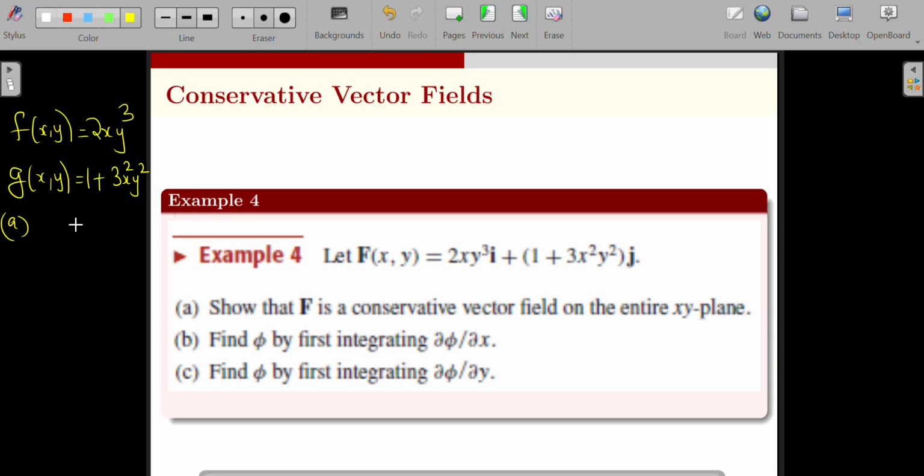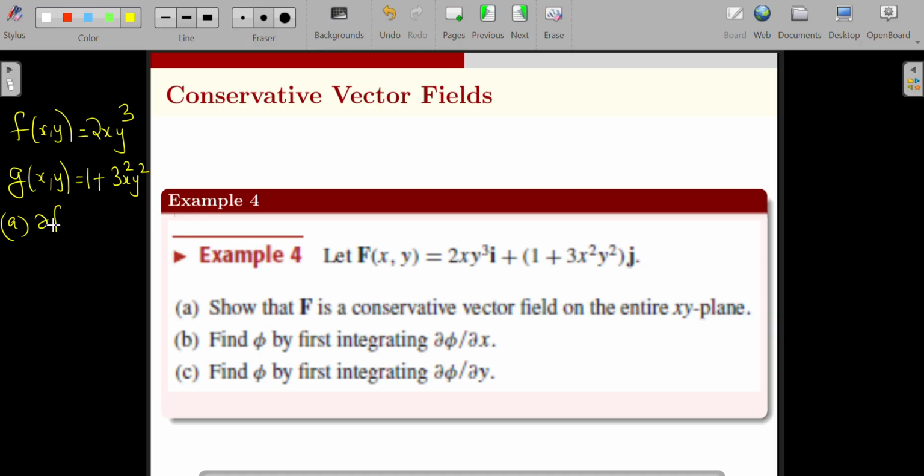The entire xy plane is in fact simply connected, because it does not have any poles. So by the conservative field test, all we need to check is whether ∂f/∂y is equal to ∂g/∂x or not. If ∂f/∂y is equal to ∂g/∂x, then it simply means that F is going to be a conservative vector field.